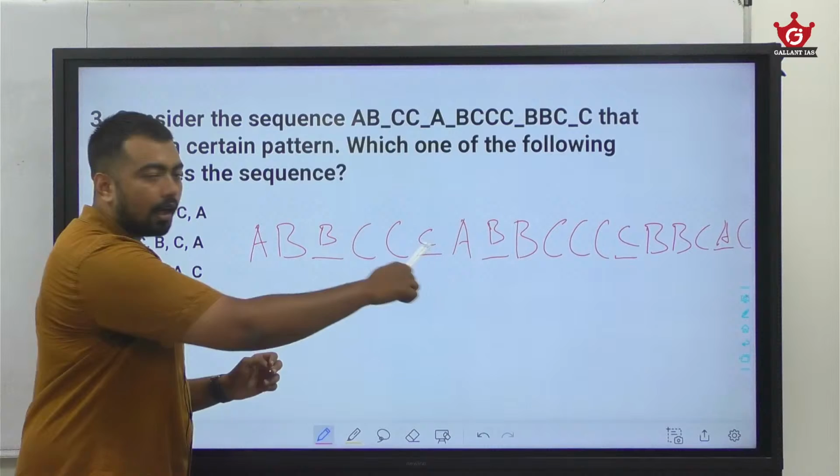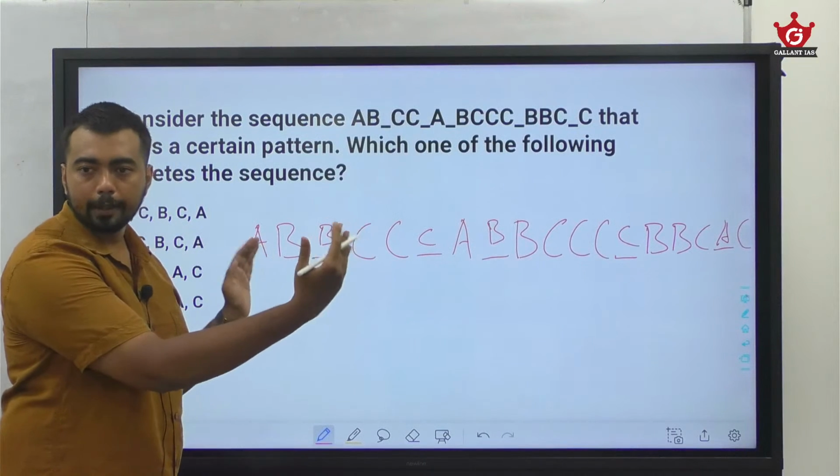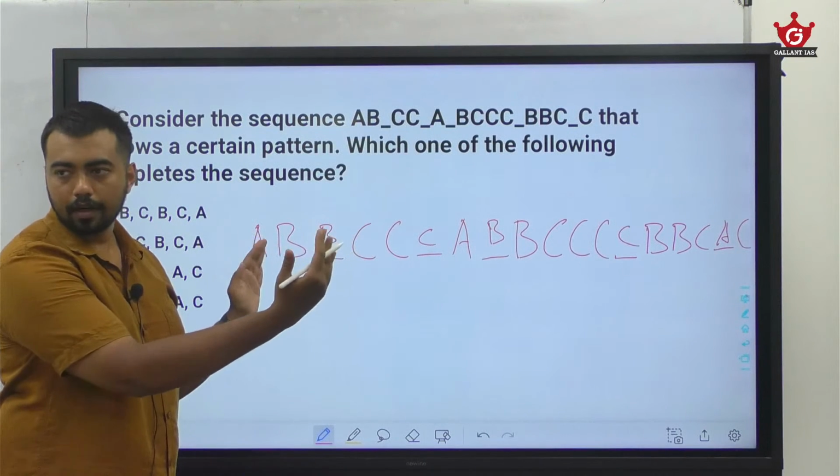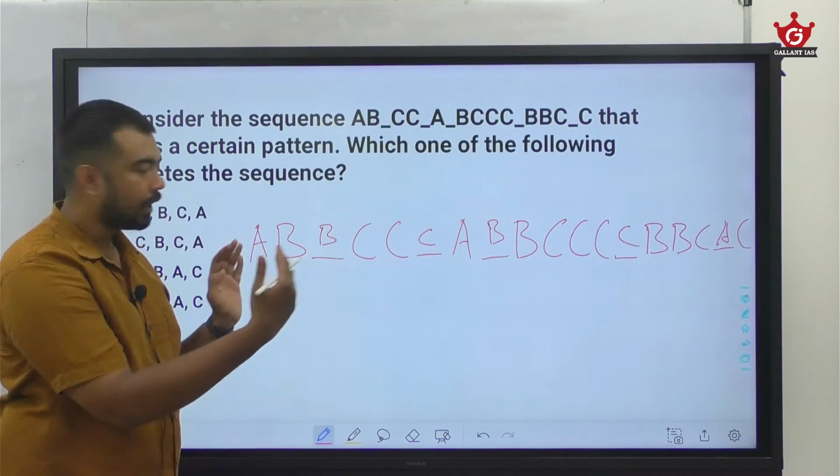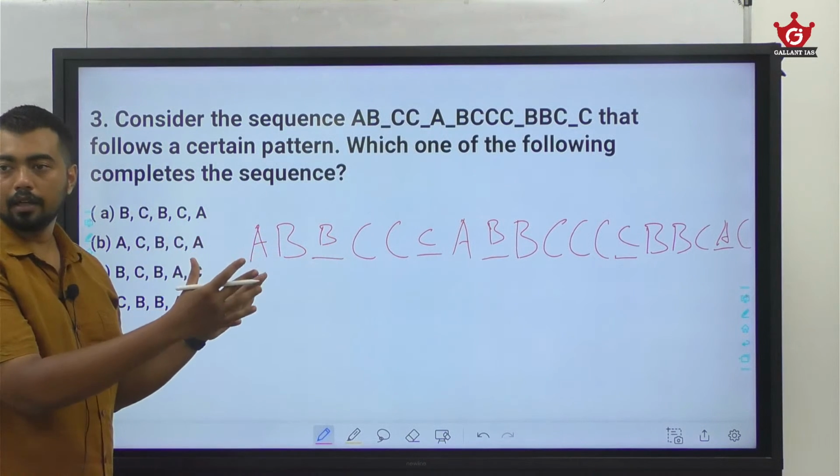So here, are you able to find a coherent pattern? You are unable to find a coherent pattern, right? So let's apply the second option.